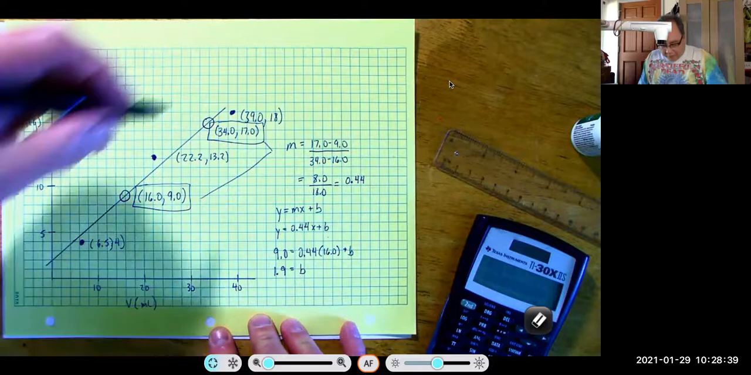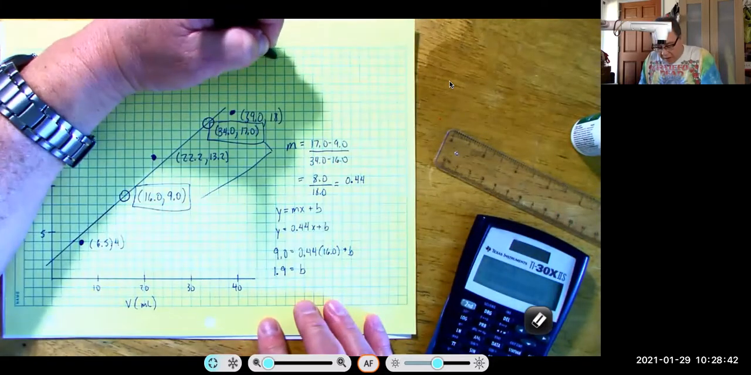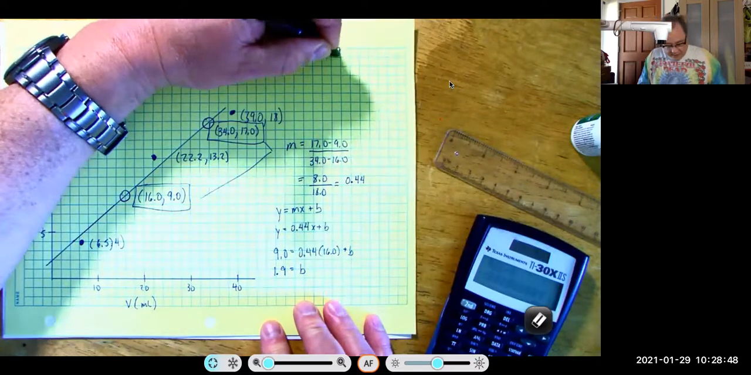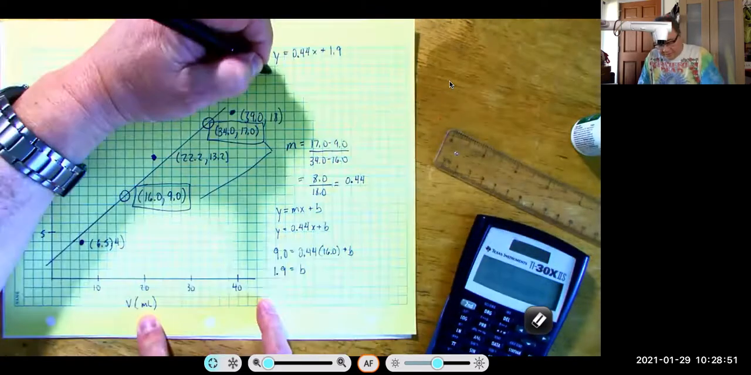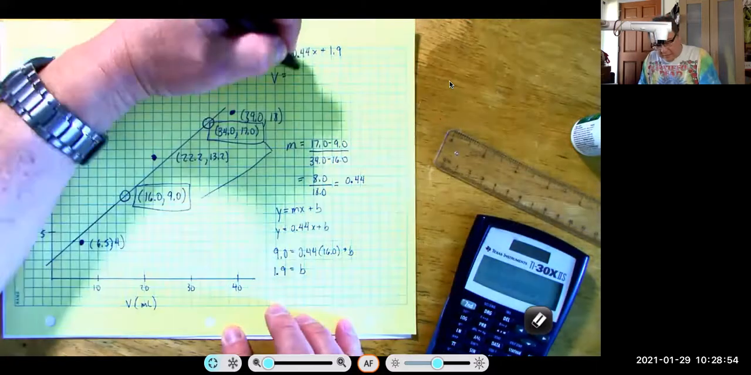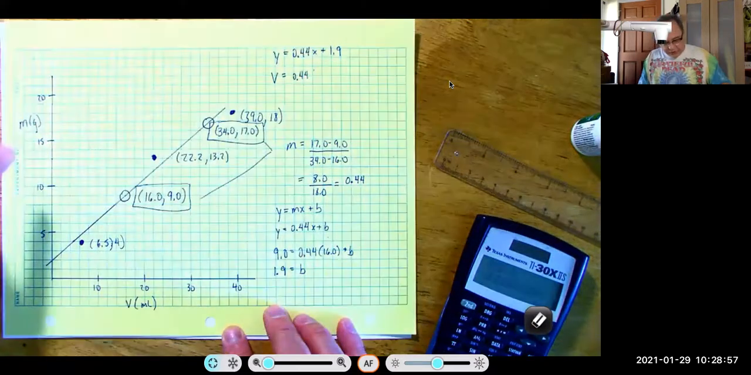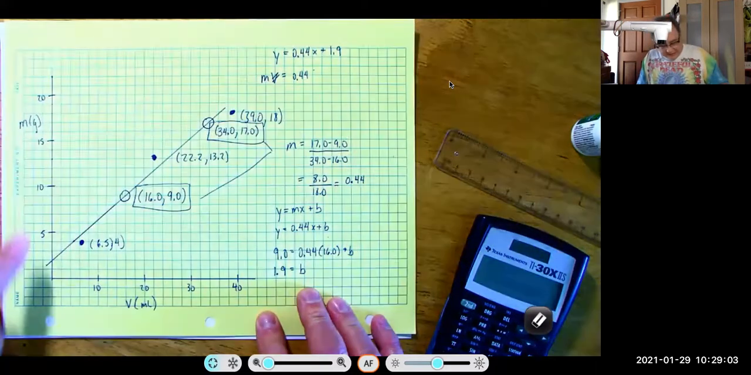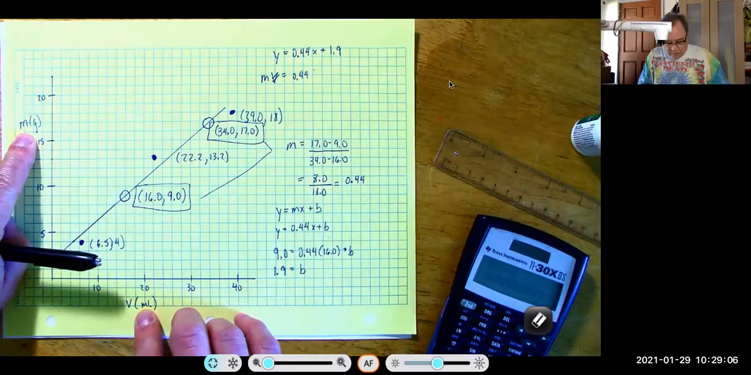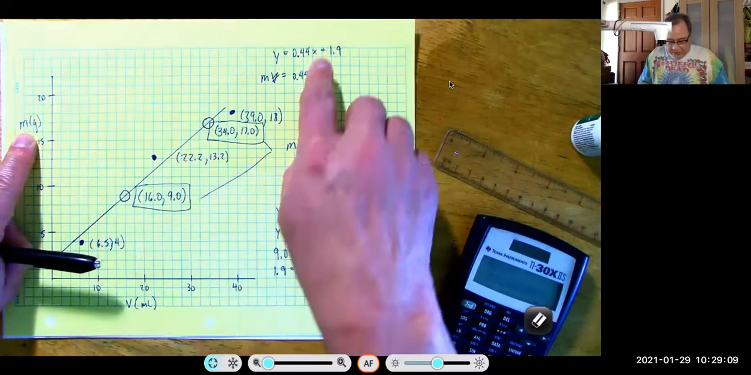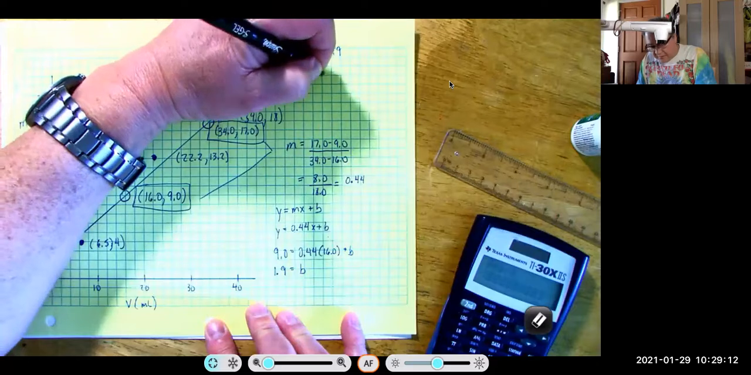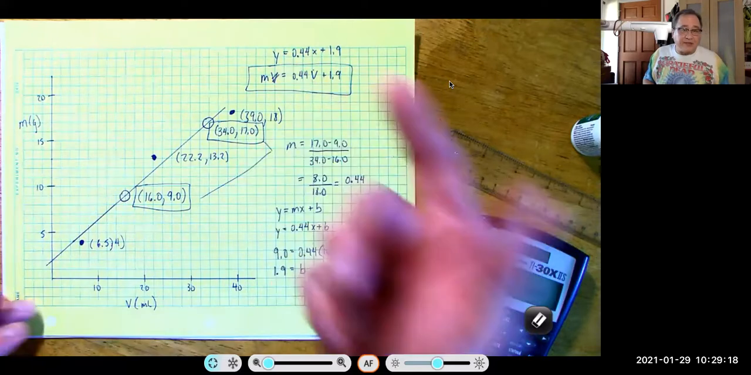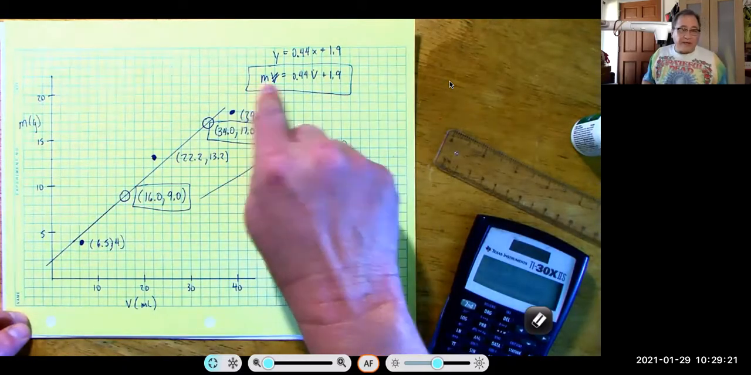So what would we write for our formula? Well, initially we might write y is equal to 0.44x plus 1.9, but y is really the mass. I've got to erase that. And x is the volume. So here we've got a formula where if we're given the volume of something, we can calculate its mass, or if we're given the mass of something, we can calculate its volume.